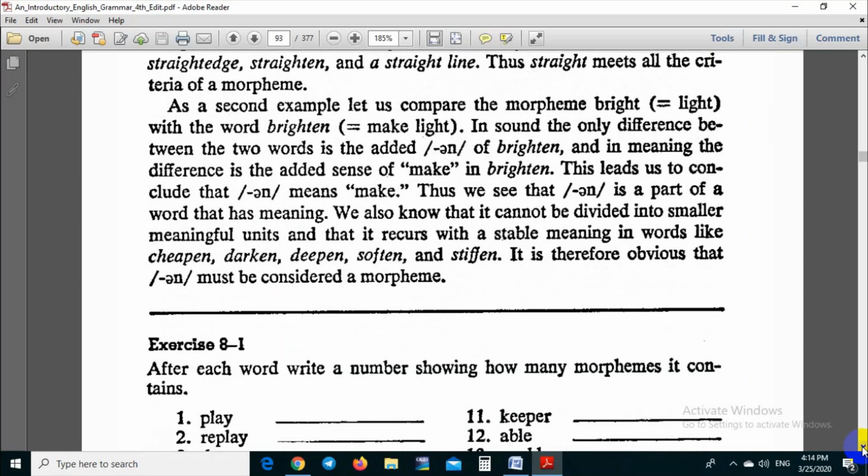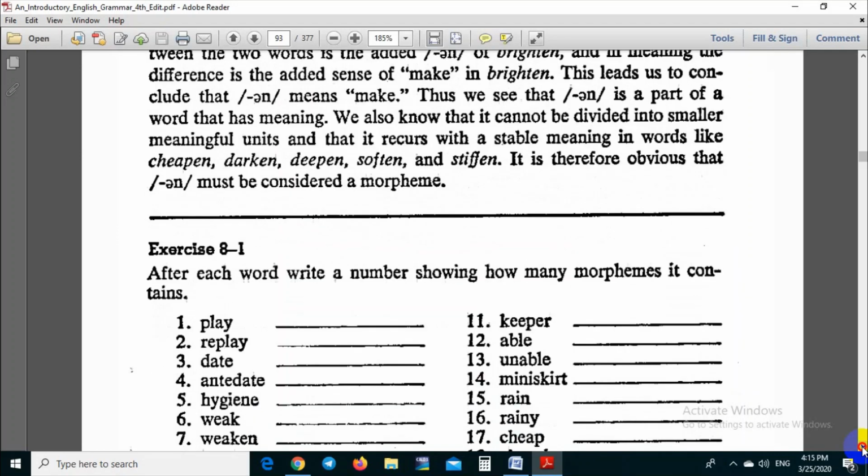So here, for example, in the word brighten, we have the n addition to the root word, which is bright. Here n carried meaning, it added the meaning of make something to the word bright. We can also apply these three criteria on this n part to see if it is a morpheme or not. And if we apply them, of course, we see clearly that it is a morpheme.